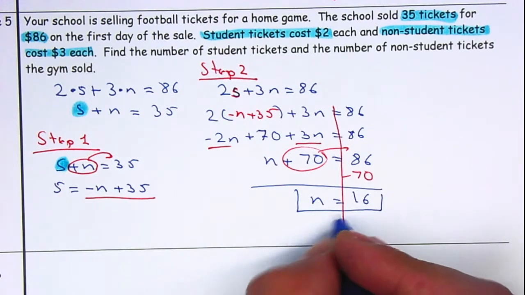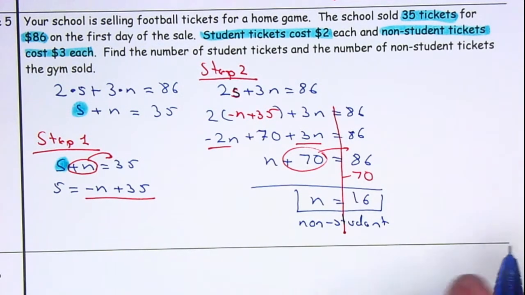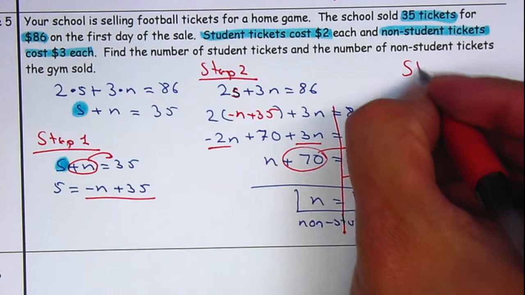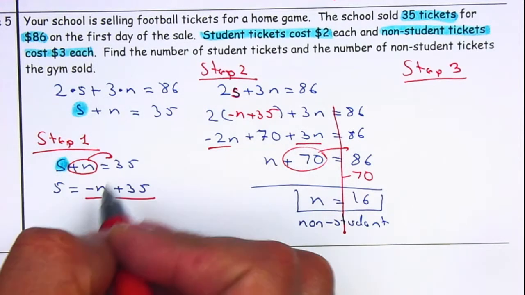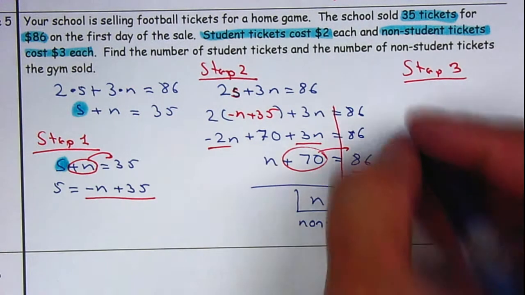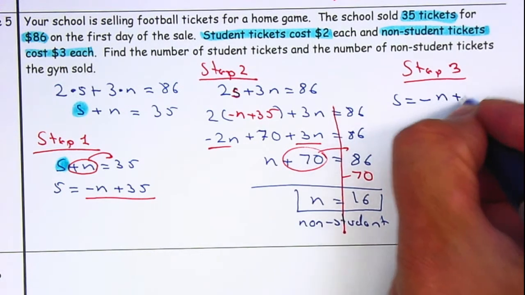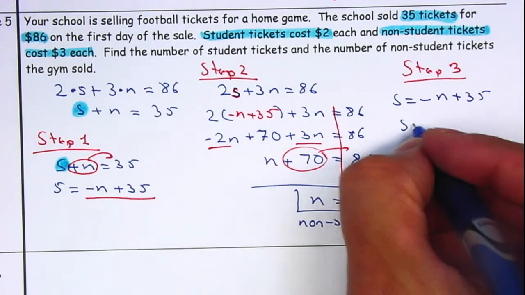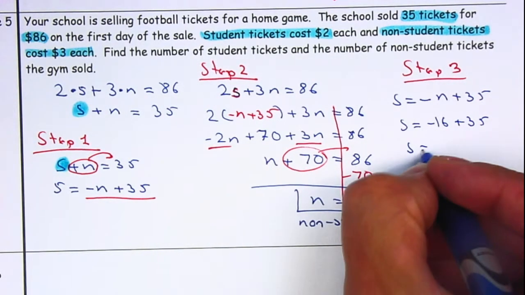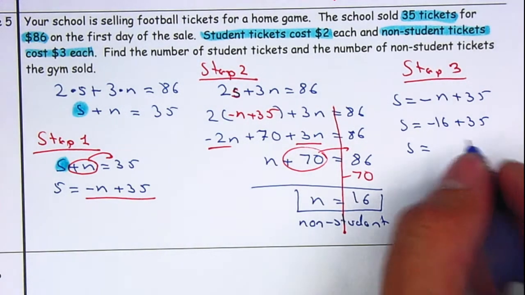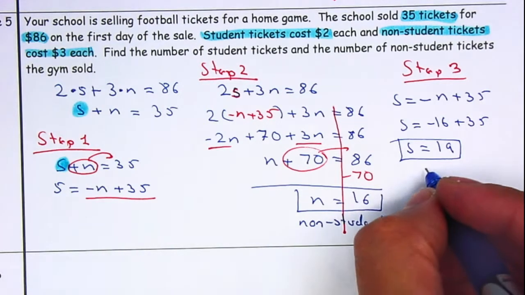So N stands for non-student tickets. And now we need to find out how many student tickets they sold. So we're going to go to step 3. Once we have one variable, we can just plug it into either one of those two, but I'm going to prefer to plug it in here because it's already solved for S. Makes it much easier. You get exactly the same answer. So negative N plus 35. Instead of the N, I'm going to substitute a 16, so that gives me negative 16 plus 35. So S is equal to 19. So that'll be a total of 19 student tickets.